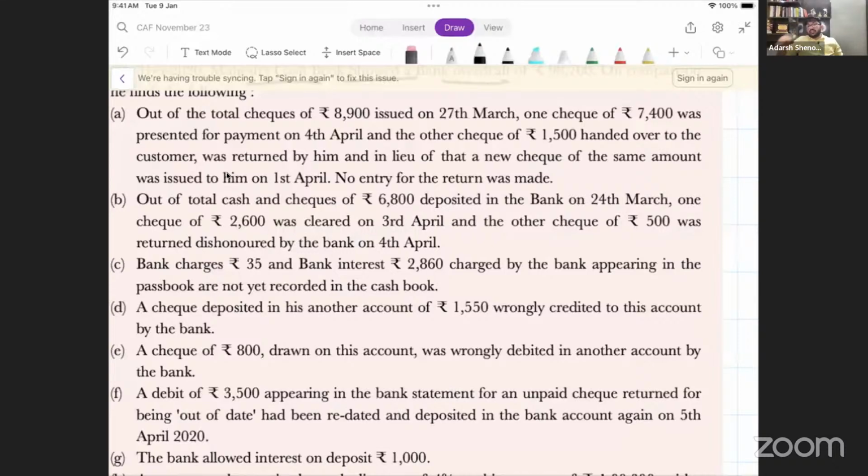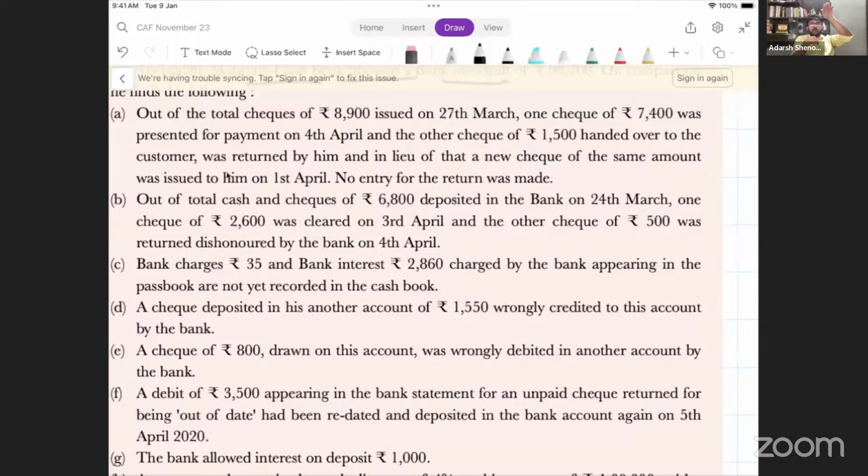They have given the detail of what is causing a difference after the comma, after 24th March. After that, they go on to say one check of 2,600 was cleared on 3rd April. That's causing a difference now, because that 2,600 I had deposited, I increased in my cash book. But in the passbook, they have not cleared it up till 3rd April.